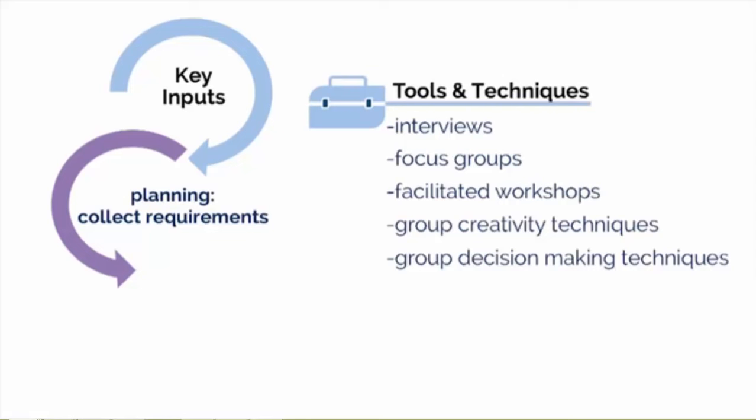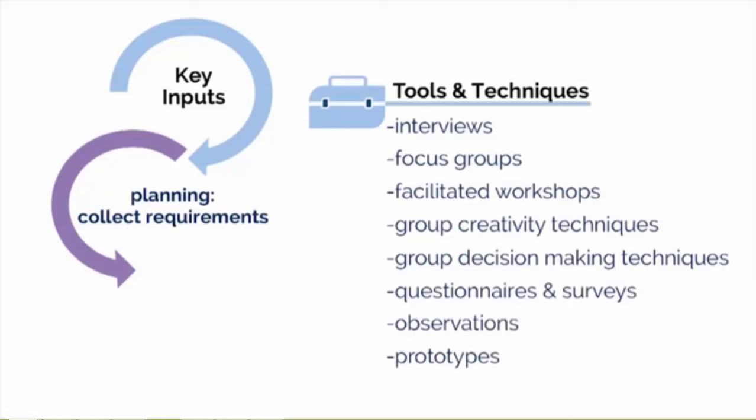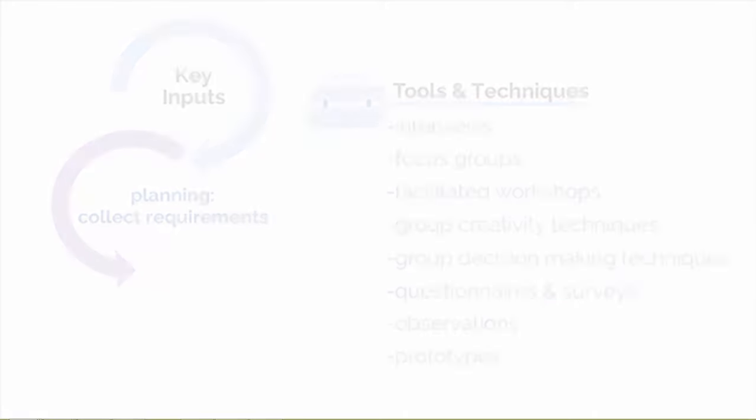and dictatorship, in which one individual makes the decision for the group. Building or coming to a consensus is a variation of the unanimity form. Other tools and techniques in this process are questionnaires and surveys, observations, also called job shadowing, prototypes, benchmarking, context diagrams, and document analysis. The type of organization, nature of the project, and nature of the information needed will help determine which of these tools and techniques is most appropriate.